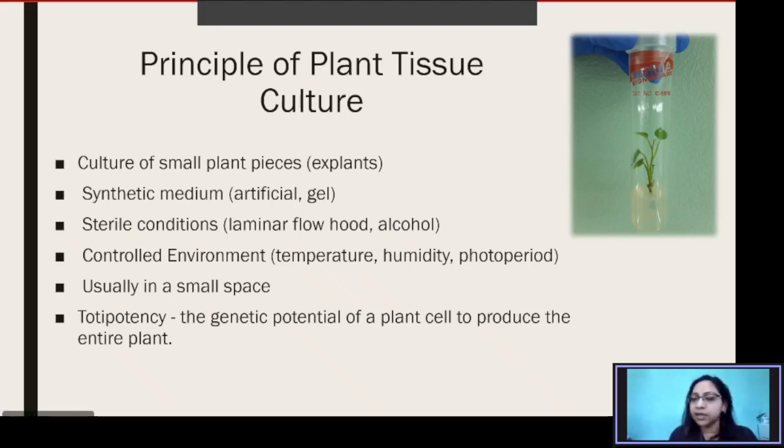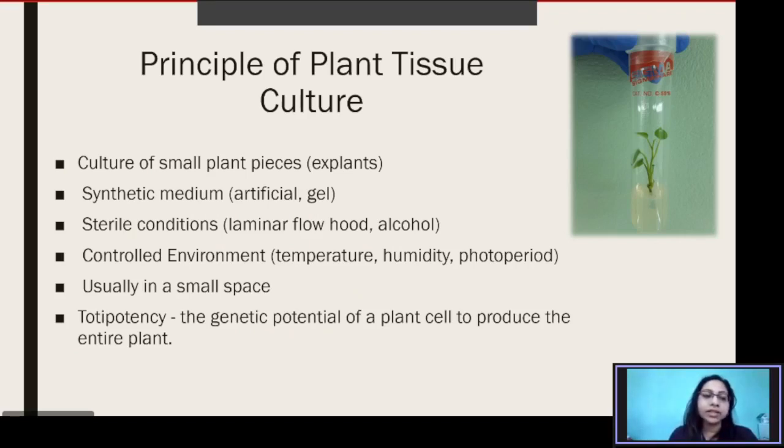It is artificial, and we usually use something called agar to make it gel-like so that it provides support to the plant. All of this is done under sterile conditions in a controlled environment of temperature, humidity, and photoperiod, which is really the daylight interaction. So we put on the light for a certain amount of time and we take it off to mimic the day and night period that a plant usually experiences. Unlike traditional propagation, this is done in a very small space.